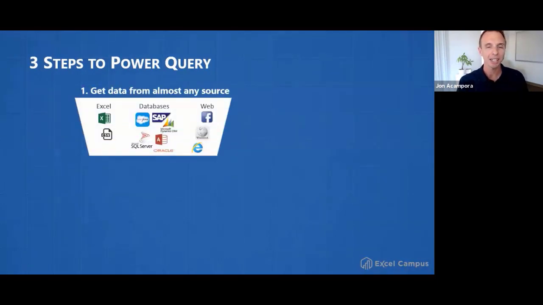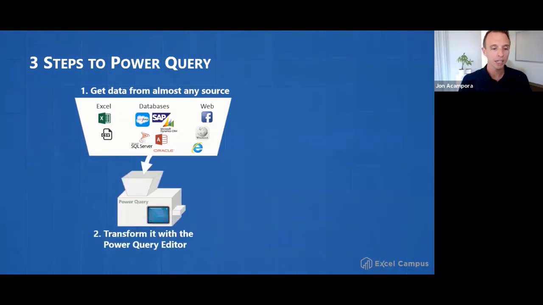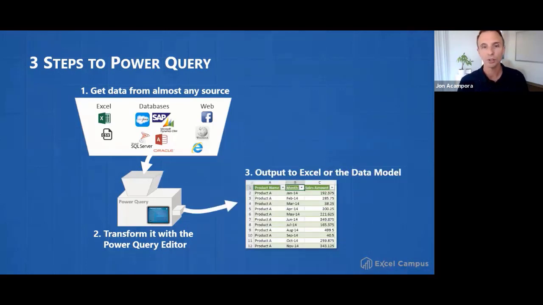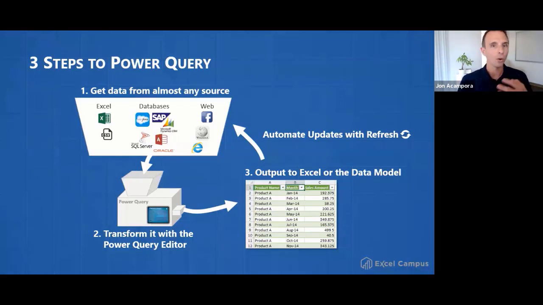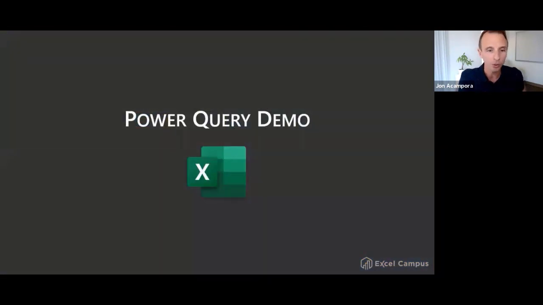The first is that we're going to get data from almost any source. And that could be a database, it could be on the web, it could be an Excel file or multiple files. We then bring it in and transform it with the Power Query editor. And then we output the data to Excel or the data model. We'll talk about the data model too. That's really the 3-step process. The fourth and maybe magical step is that when we do this, we end up being able to automate the entire process with a refresh of the query. So when we get new data, we can just refresh our query. The whole thing runs again and outputs our new data, updates our data. So it's a very powerful tool, hence the name.